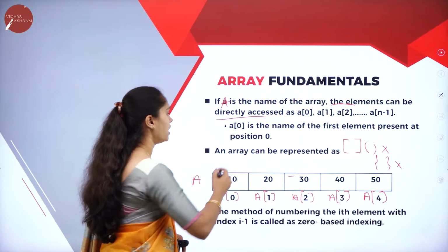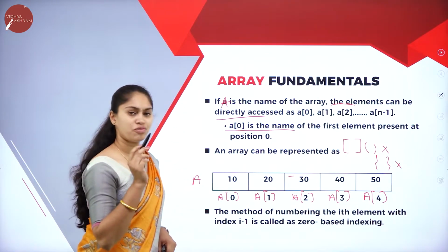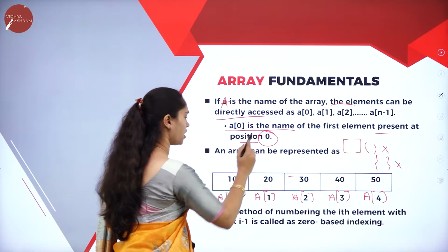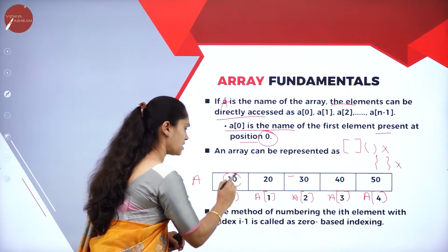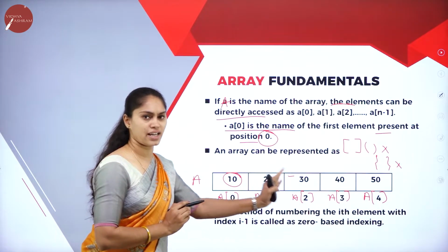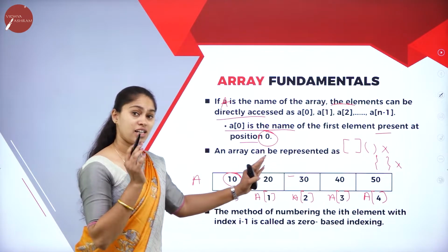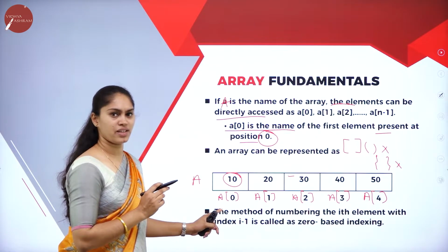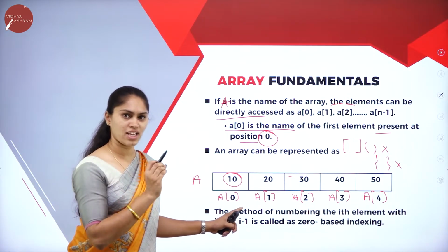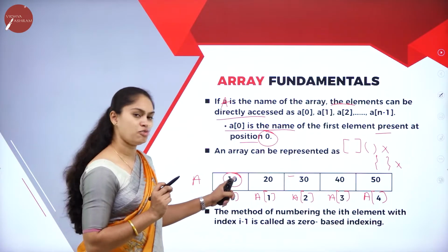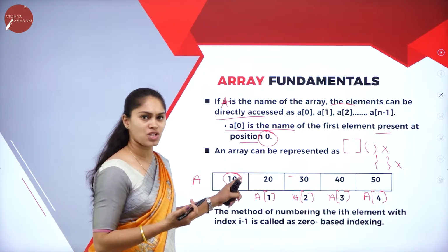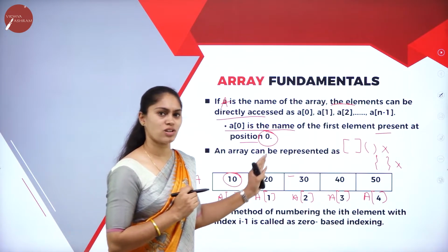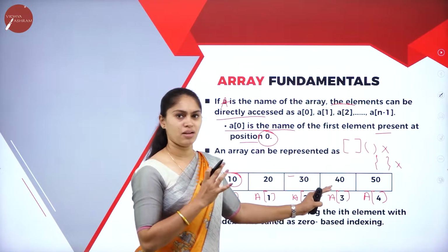That is the reason we give an address or location for each element in an array. So here A of 0 is the name of the first element, which is present at position 0. This 10 is the first element of the array. We have 5 elements and the location of the first element is A of 0. A is the name of the array and 0 is the location or position of the first element. Then what is the location of the last element? That is always n minus 1.